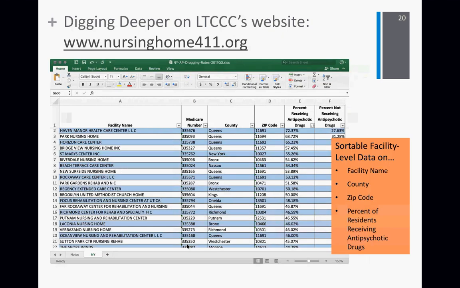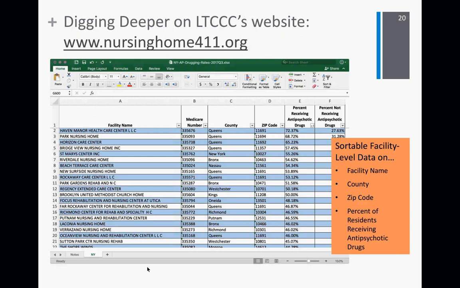This is for New York, and this is again the antipsychotic drugging rate for the third quarter of 2017. So you can see by facility name, you can see by the Medicare number, which we include just for background purposes. You can look by county, you can look by zip code, and then we have the percent of residents who are receiving antipsychotic drugs and the percent of residents who are not receiving antipsychotic drugs. And all these columns are sortable. So you can look for your state alphabetically by facility name. You can look alphabetically and collect by county.